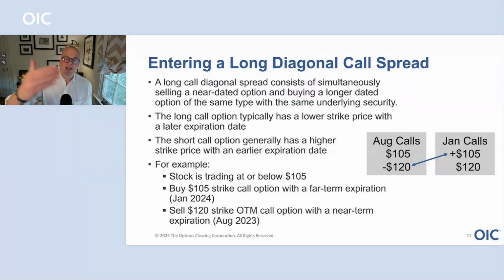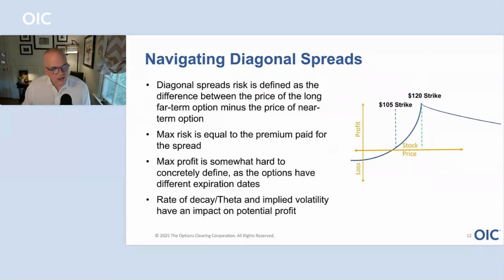You have the August, Jan time spread on, but you also have the vertical part of it that exists between the 105 strike and the 120 strike, because you're long the 105s in the longer dated option and you're short the 120s in the shorter dated option.